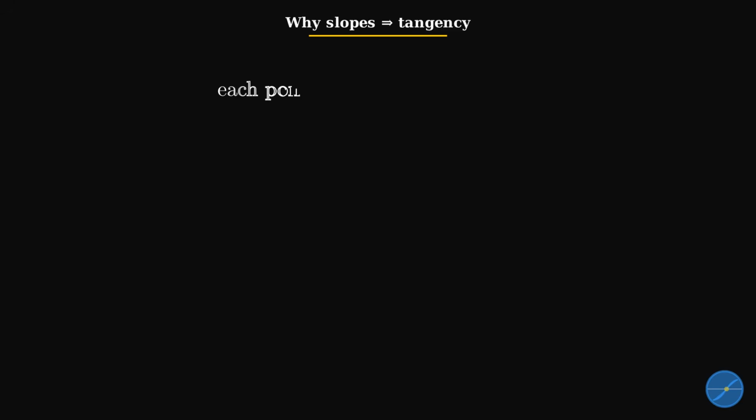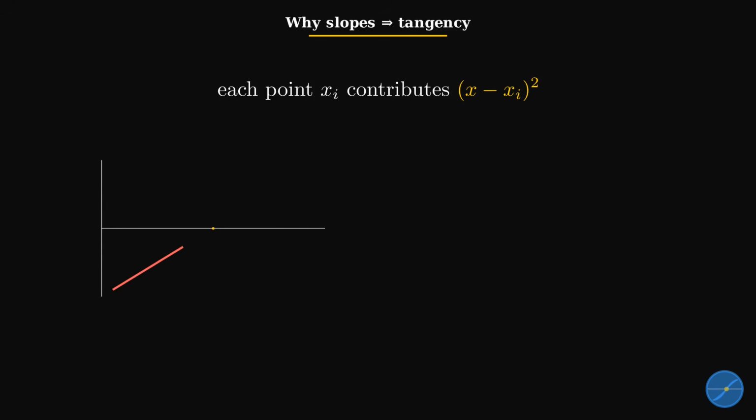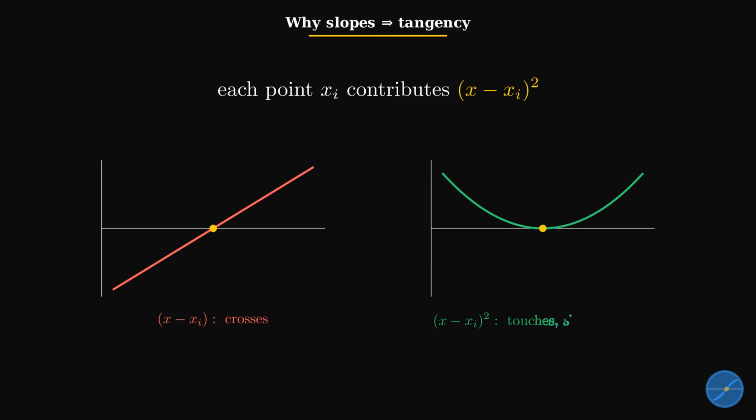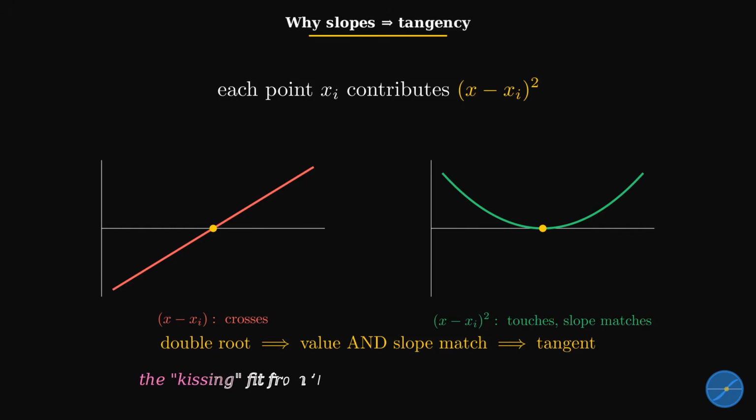Why does matching slopes mean tangency? Look at the fit's building blocks. Each point contributes its factor squared. Compare the two shapes. A single root just crosses. It goes through the axis at an angle. A double root touches and turns. It lands flat. The value is 0 and the slope is 0 too. So the fit doesn't just touch the value at each point. Its slope matches too. That is tangency. That's the hugging picture from the start. The fit kisses the curve at every point, the osculating polynomial.